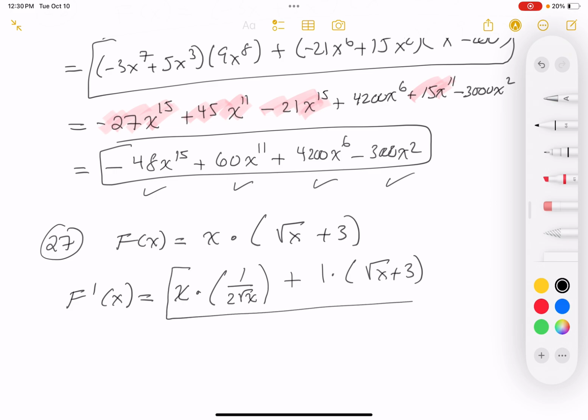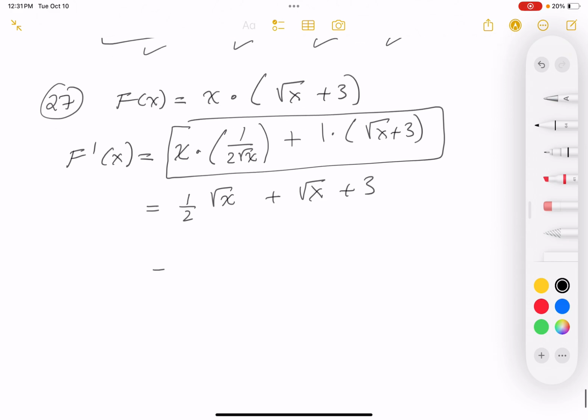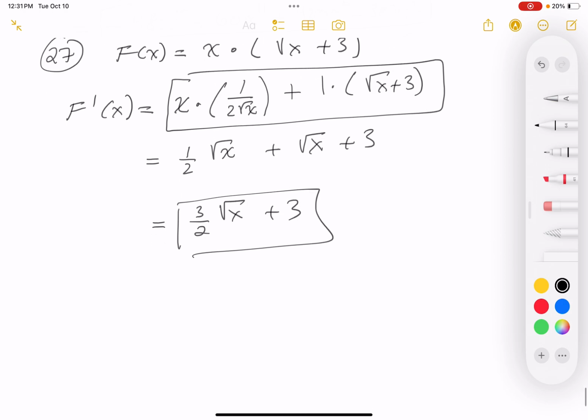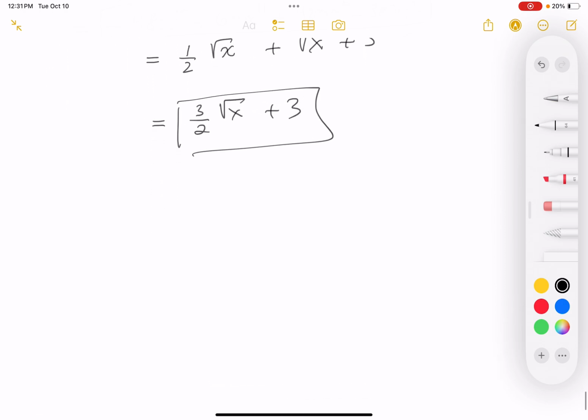Again, I'm of the opinion that's a good looking answer, but I do want to rewrite it. And what would you get over here? You get 1/2 root x plus root x plus 3. I'm going to add that together, and what do you get there? Well, 1/2 and 1 is 3/2 of a root x plus 3. This should be a deja vu for you. We did that problem prior. And do we get the same answer? We get the same answer. I don't think I'd use the product rule on that, but anyway, we're asked to do it. We did the product rule. All right, let's do 28.